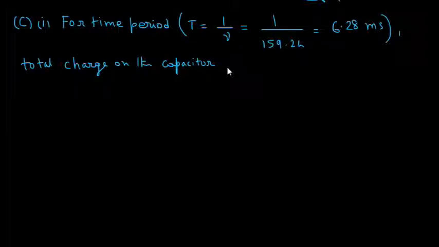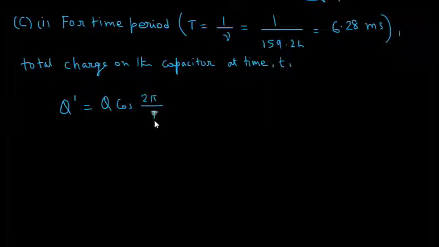Total charge on the capacitor at time t. Q dash is equal to Q cos(2 pi by T multiplied by t). So you have to remember this formula also.